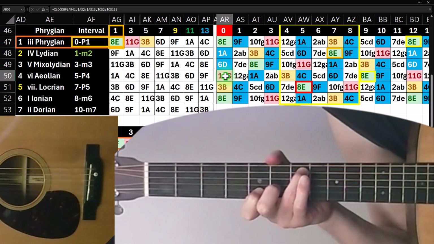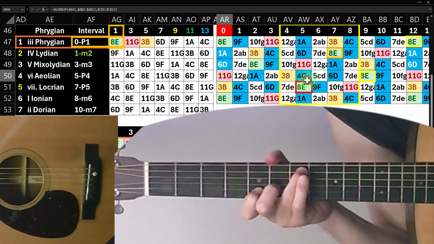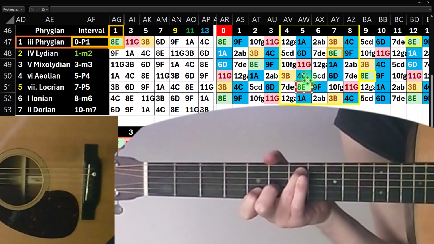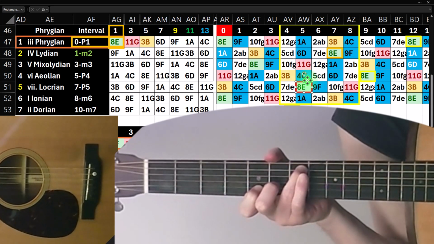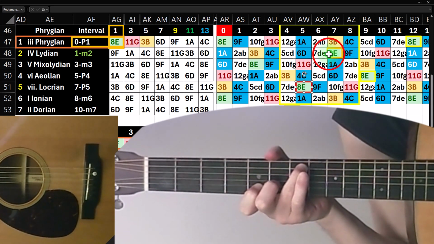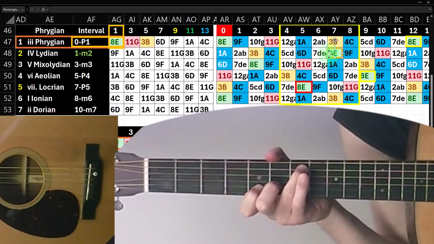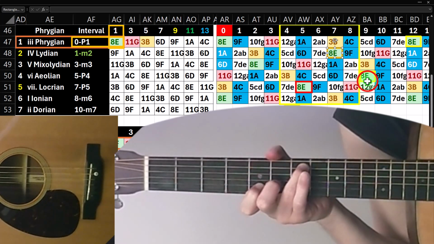So if I go up 3 strings and cross the fault line, then the octave is going to be 1 fret forward in that case. All right, let's go up to the top one.